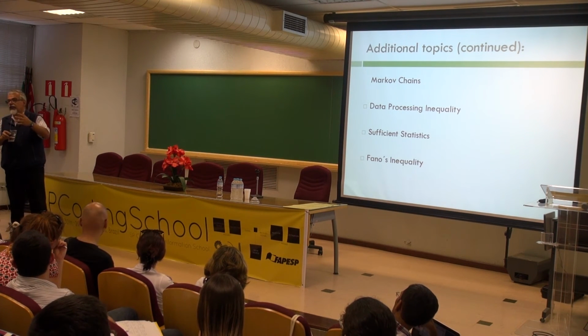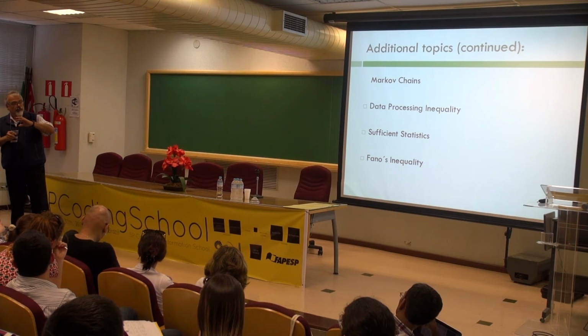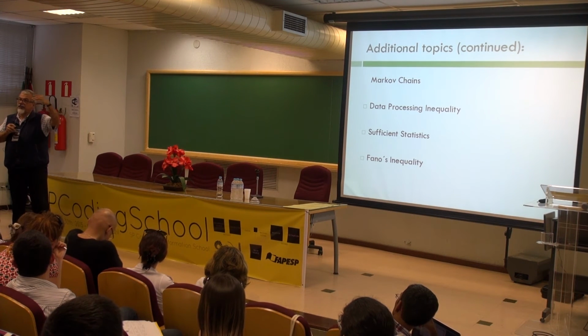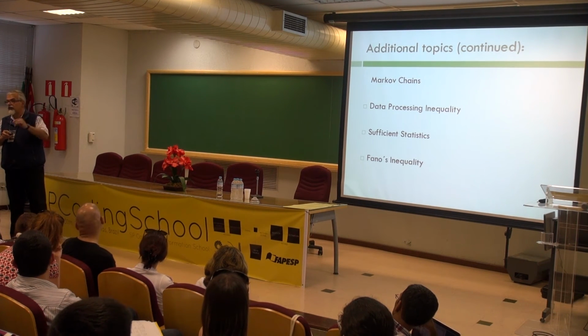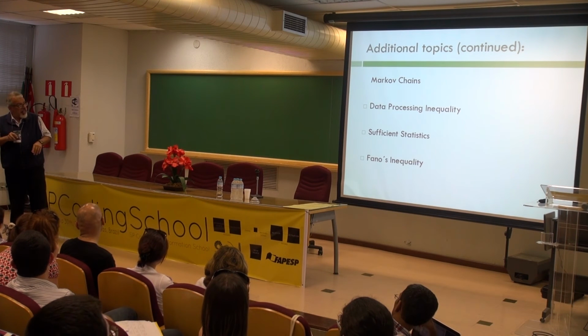So in most converses, the converse is the part of the theorem that says that if the rate is above capacity, you cannot have small probability of error. For that part, usually we need Fano's inequality.